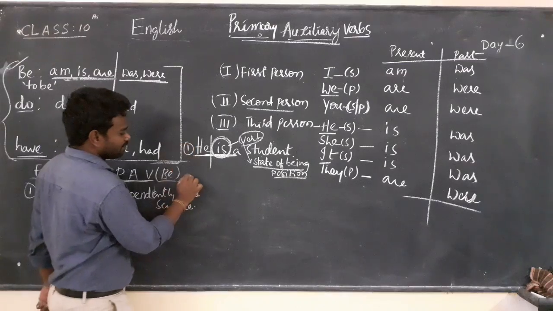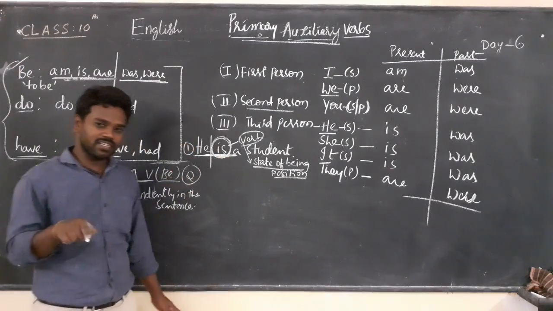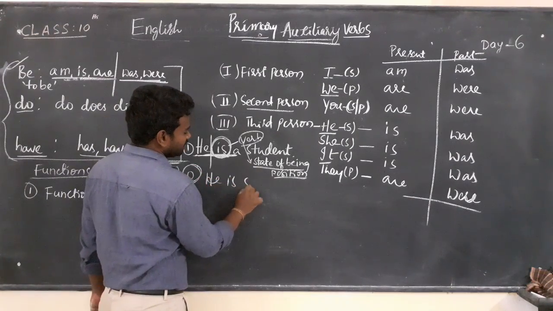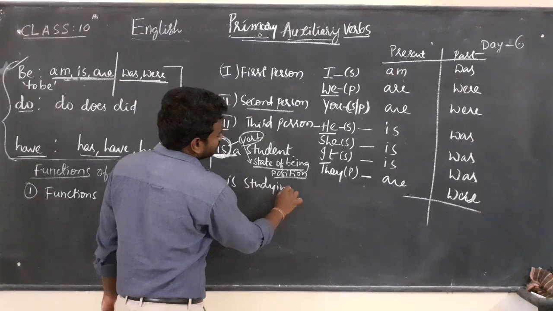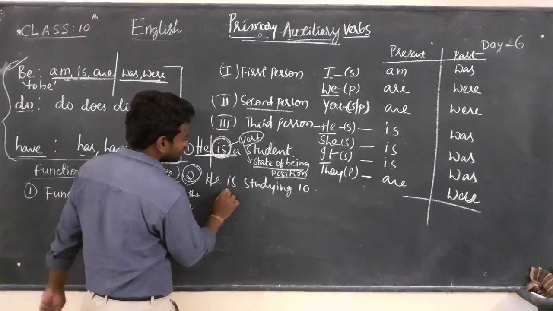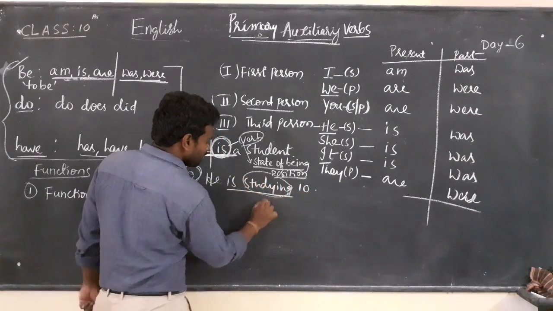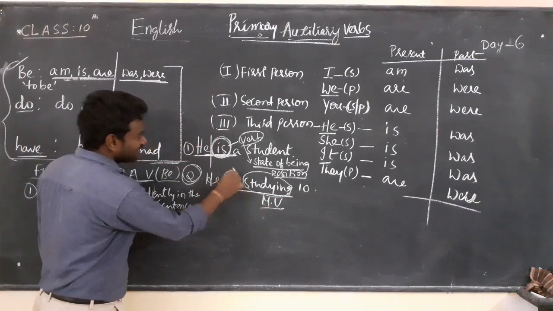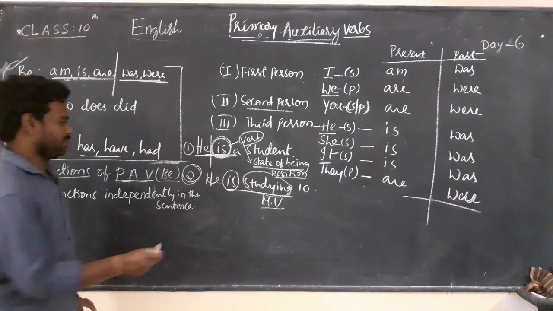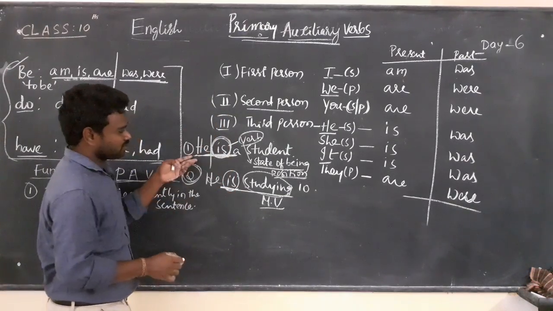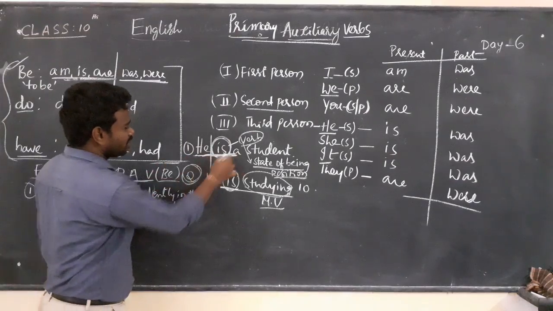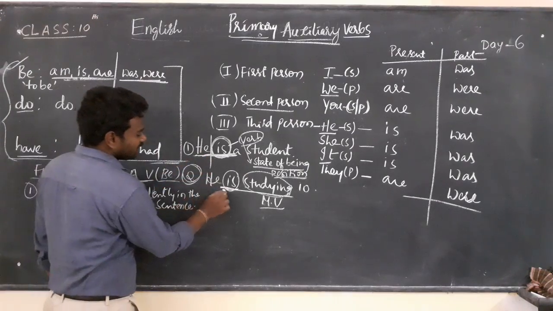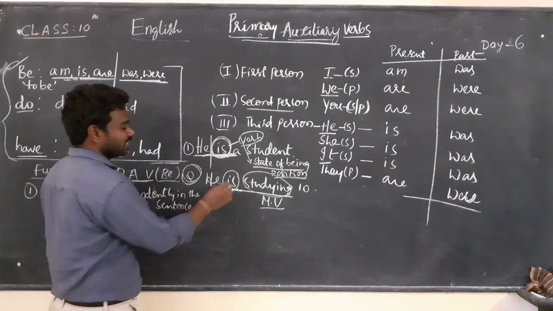This is one. For example, let me tell you. He is a student. What is he studying? When I question, the answer might be he is studying 10th standard. So he is studying. Here studying is a main verb, and is here is a primary auxiliary, be form, right? So now observe the two sentences here. He is a student. How does it function? It functions independently or individually in the sentence. Here it doesn't function independently or individually in the sentence.